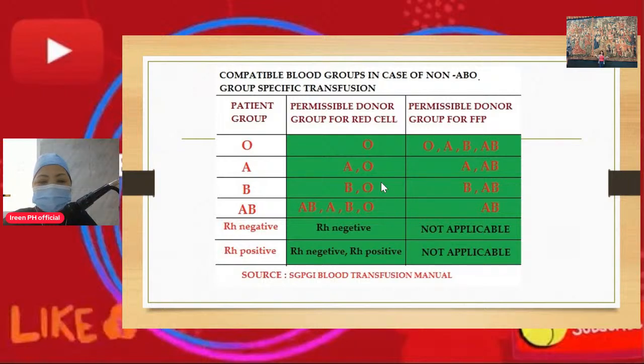Patient group, the permissible donor group for red cells, a permissible donor group for frozen plasma.